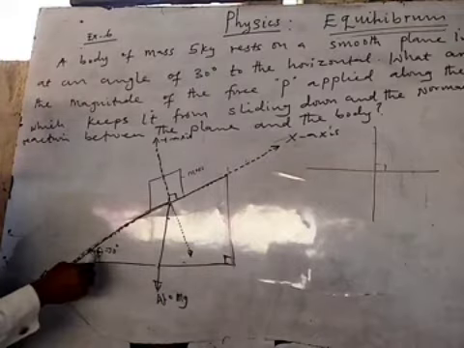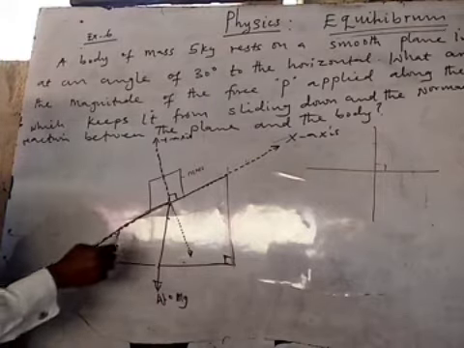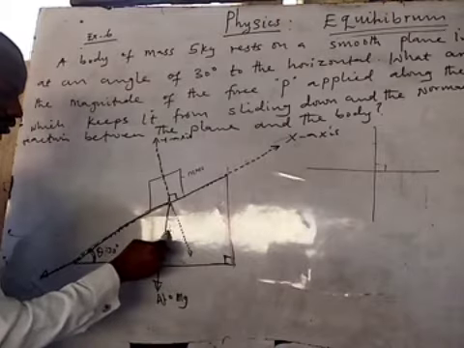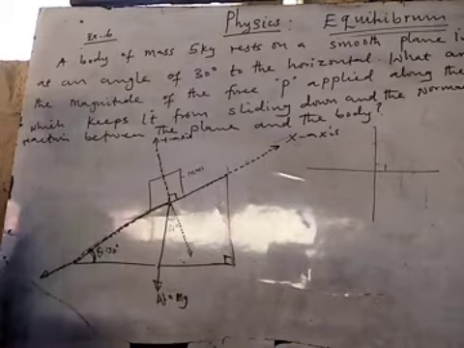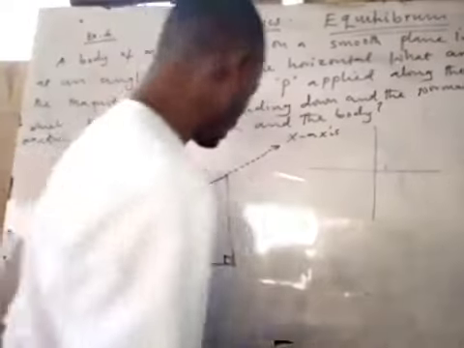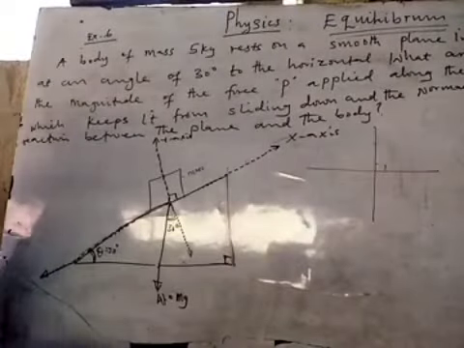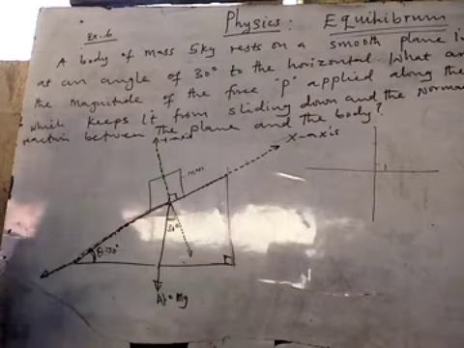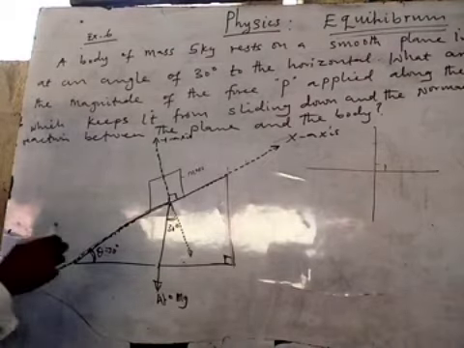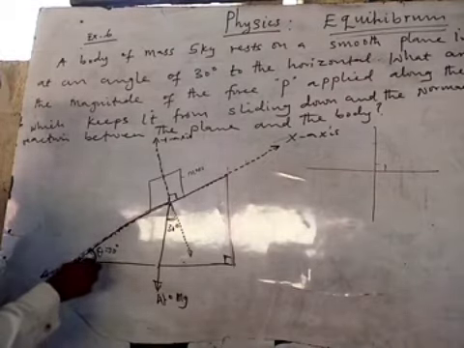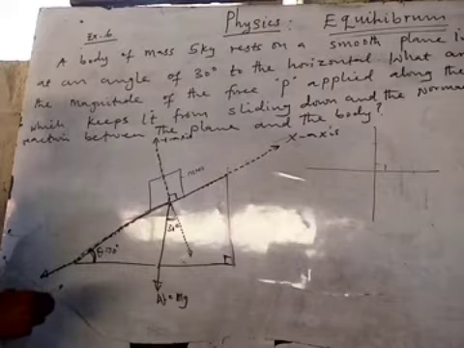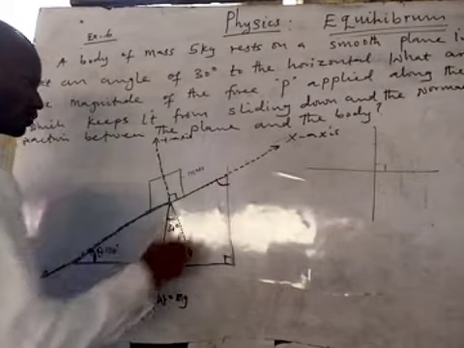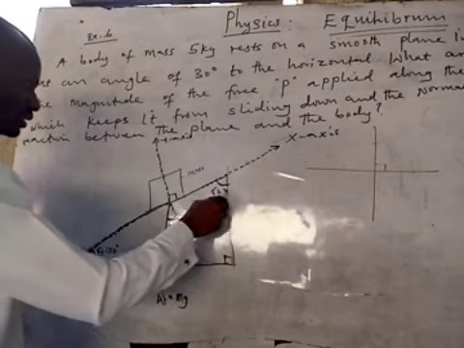So if this angle here is 30, this angle here should equally be what? 30 what? Degrees. You agree with this? Can we verify this? Yes, it can be verified. Because if this angle here is 30 degrees, this angle here will be 60 degrees.